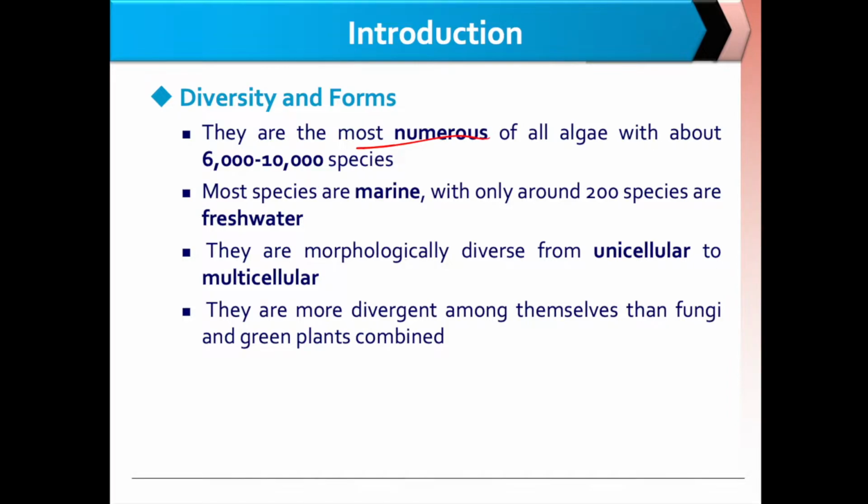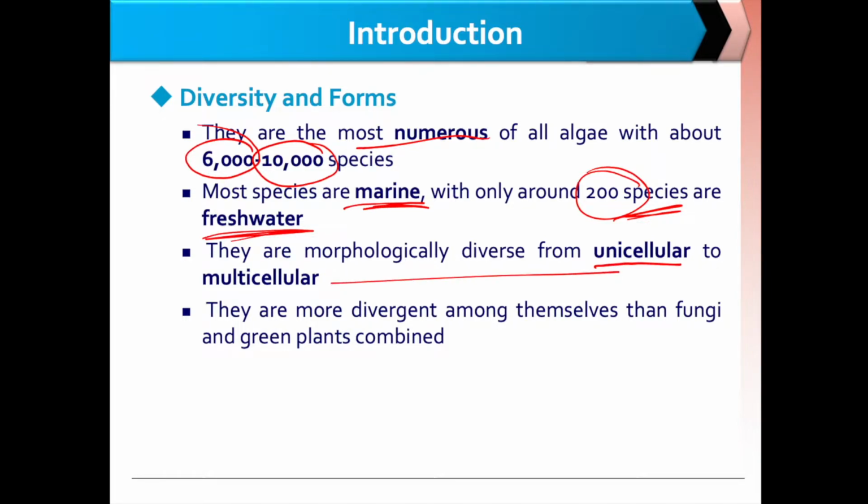In terms of their diversity and form, your rhodophytes are the most numerous algae clade out there, comprising about 6,000 to about 10,000 described species worldwide. Most rhodophytes are of marine origin, and only about 200 species are exclusively living under freshwater conditions. They are morphologically or cytologically diverse in the sense that there are unicellular to multicellular forms.